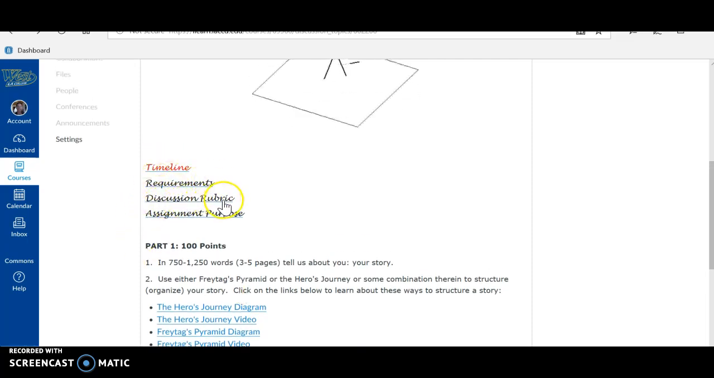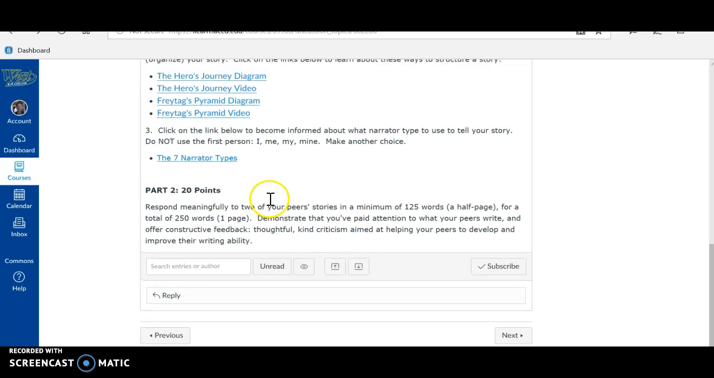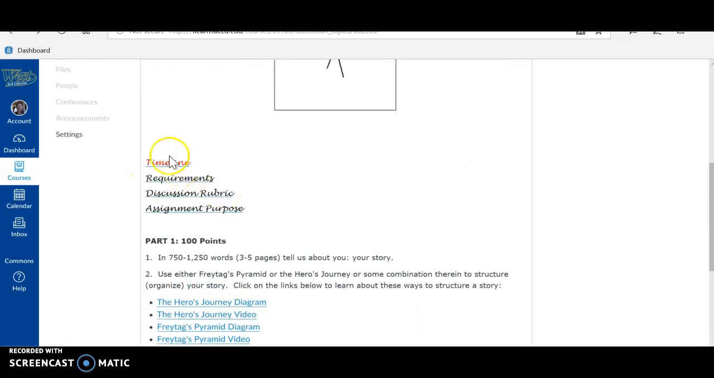Requirements, the discussion rubric, how I grade you, because although this is a story you're writing, it is also a discussion. You are responding to your peers and critiquing them in part 2. So the discussion rubric is important. And of course, I've gone over the assignment purpose with you.